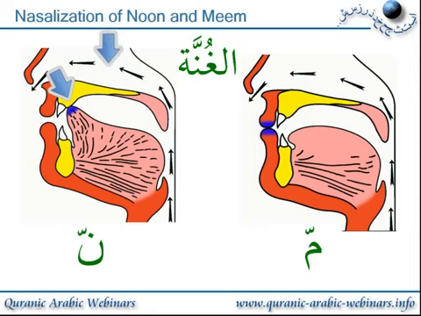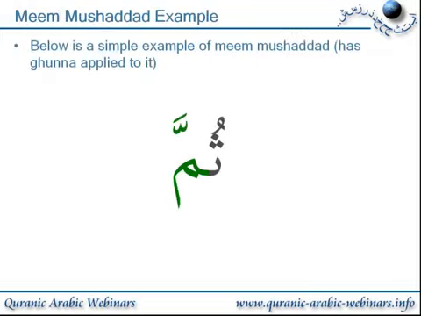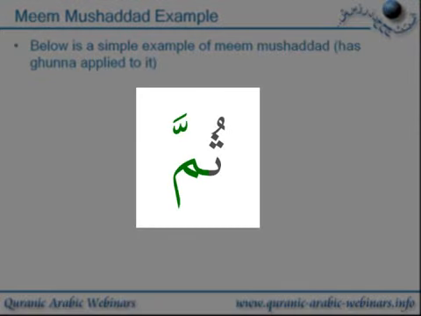So to demonstrate this, we'll look at some examples. The first one is the Meem Mushaddad. Here we have a word which is thumma. Normally you could just read that as thumma, but now we're going to apply the rule. The rule is that when Meem carries a shadda, regardless of whether it's got a kasra, fatha, or dhamma on top of it, it's going to be done with this ghunna, i.e. nasalization, and we color code these in this green color.